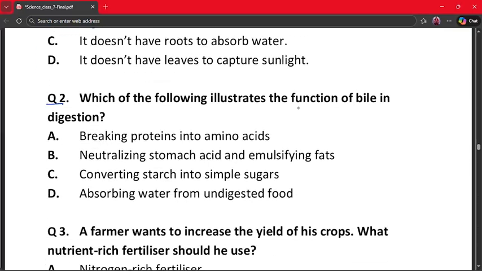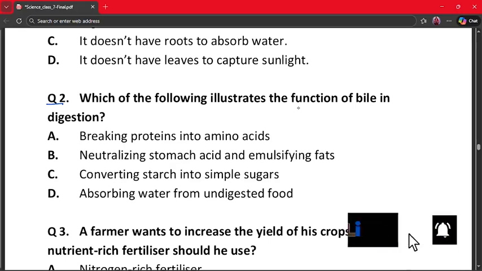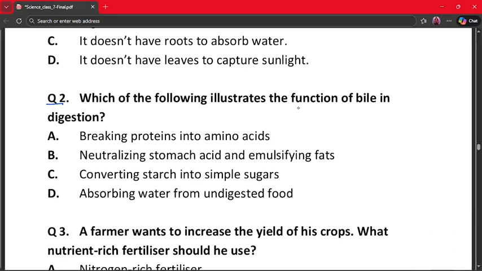Which of the following illustrates the function of bile in digestion? A. Breaking proteins into amino acids. B. Neutralizing stomach acid and emulsifying fats. C. Converting starch into simple sugar. D. Absorbing water from undigested food.